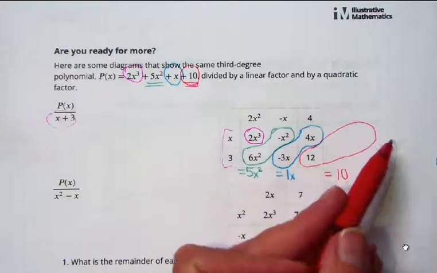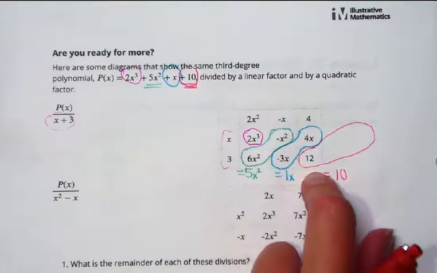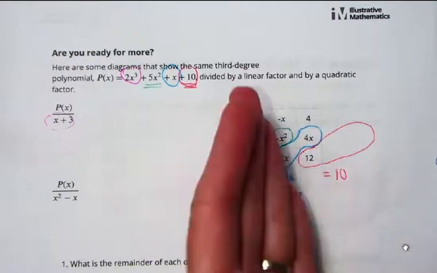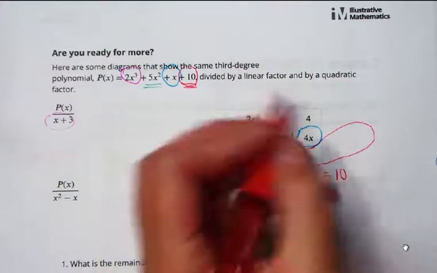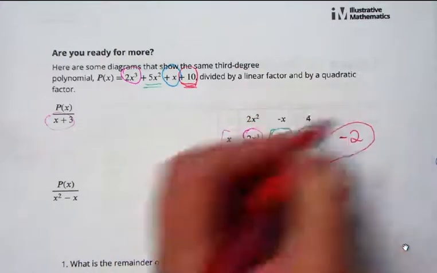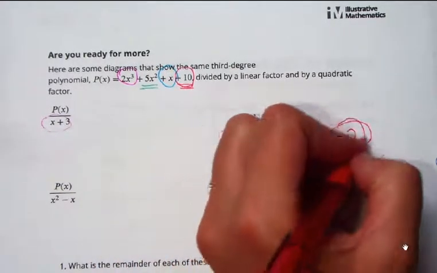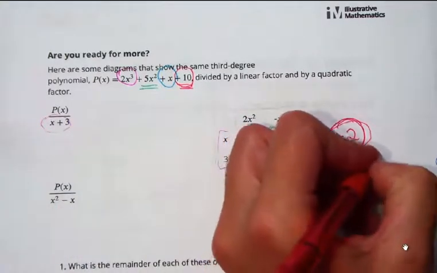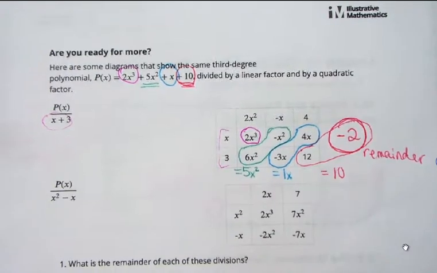Now I've fallen out of the grid. I have a constant in my last column, so I can't go any farther. I can't break it down anymore. So this is now falling outside the grid. If I am at 12 and I need to get to 10, I need to subtract 2. That is the remainder. And this is what a remainder looks like when we do polynomial division with remainders using the box method.